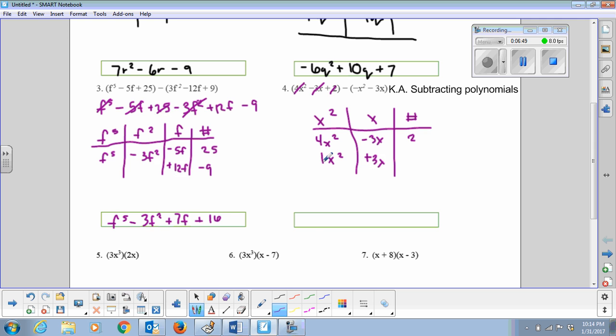So 4 plus 1 is 5, and that belongs to the group x squared. The negative 3 plus 3 is 0. So that just goes away, and then we're left with positive 2.